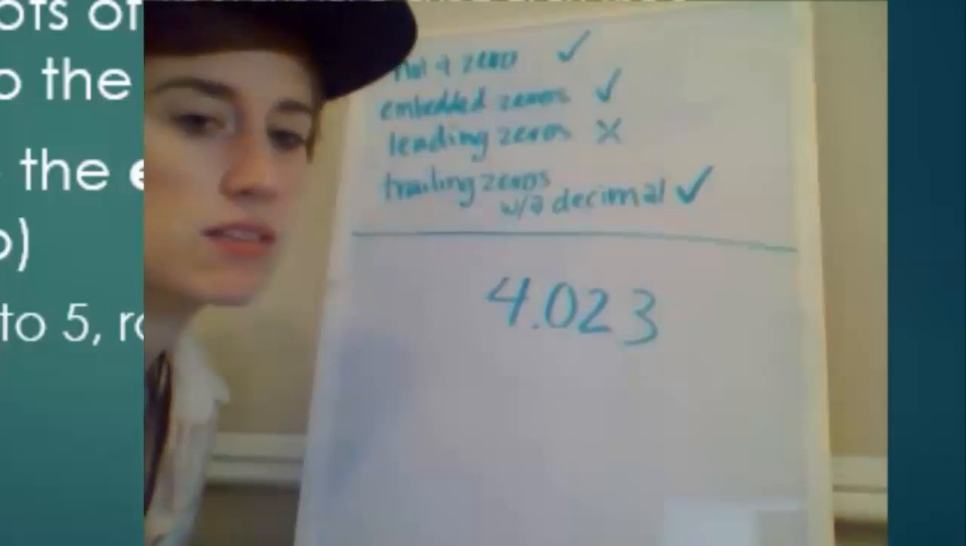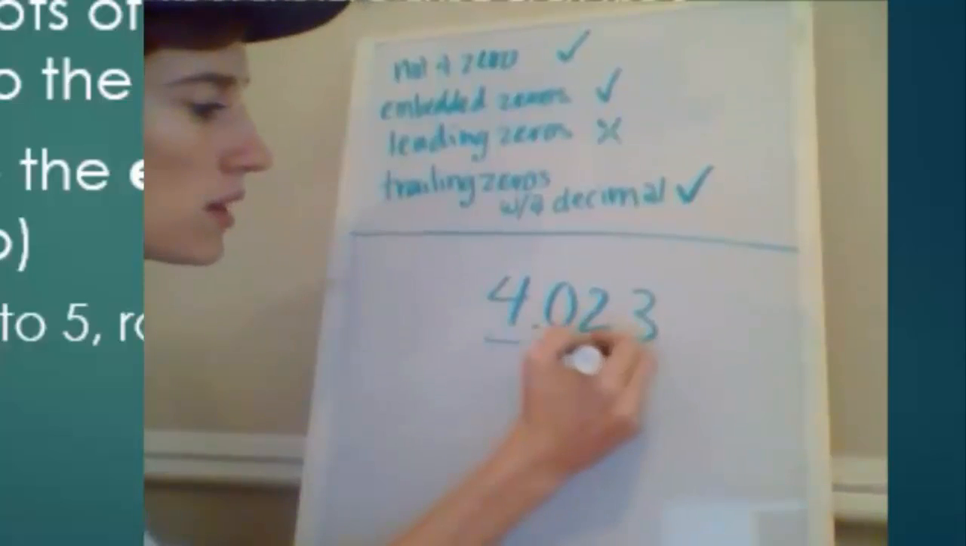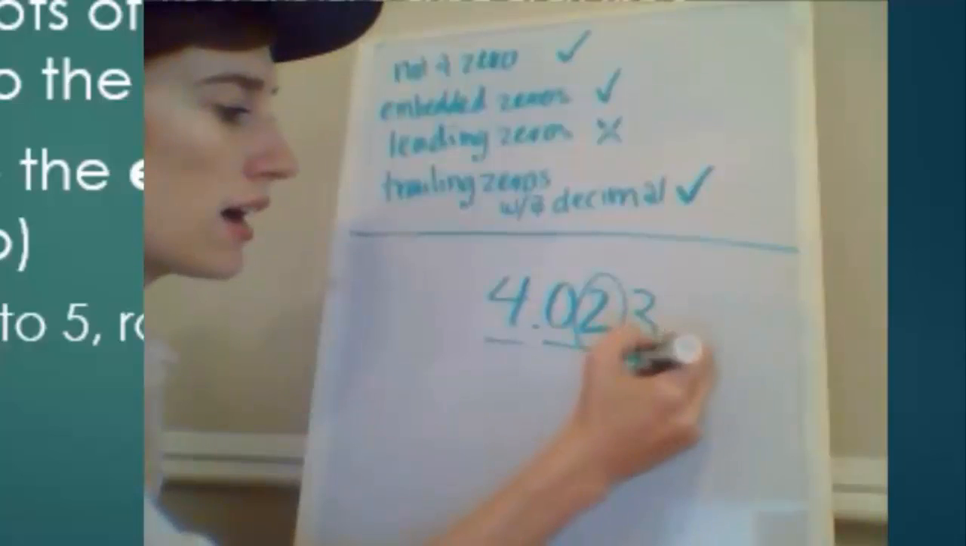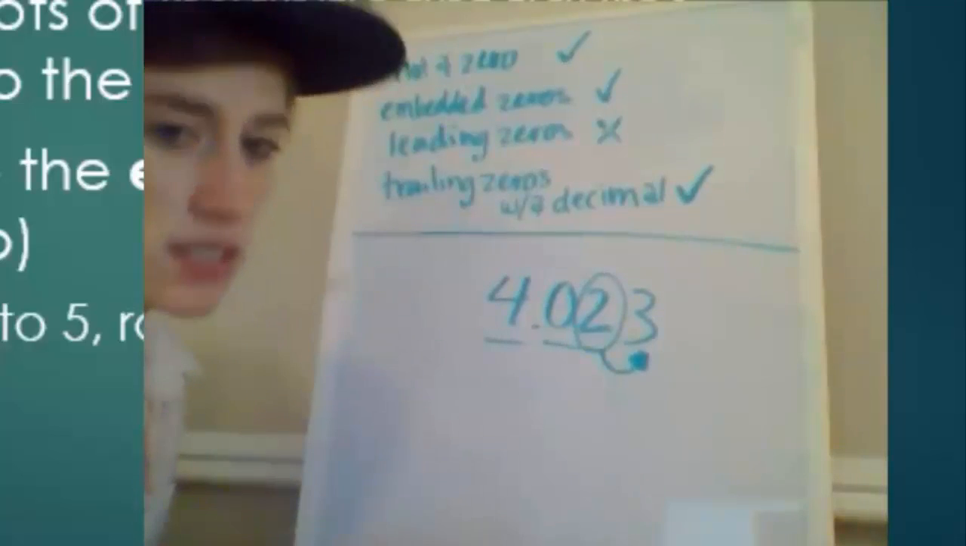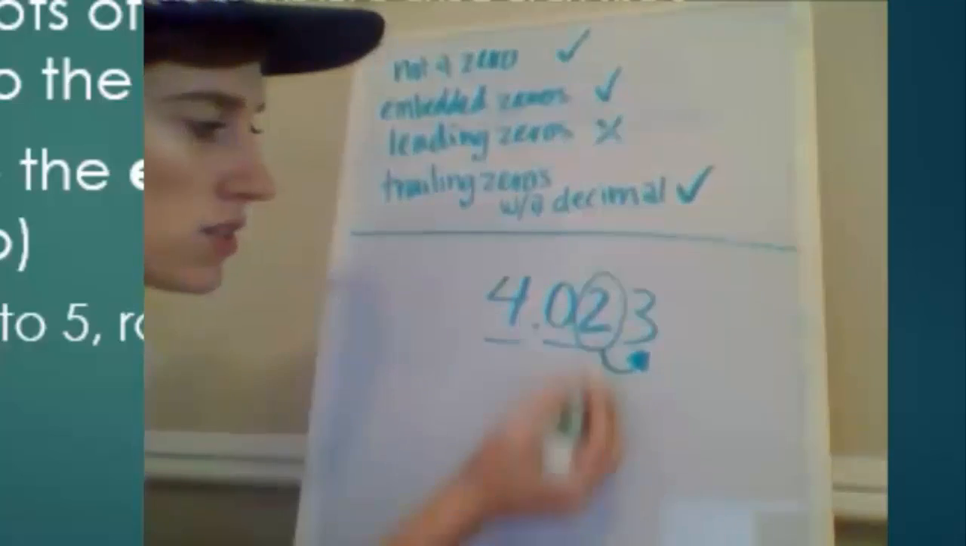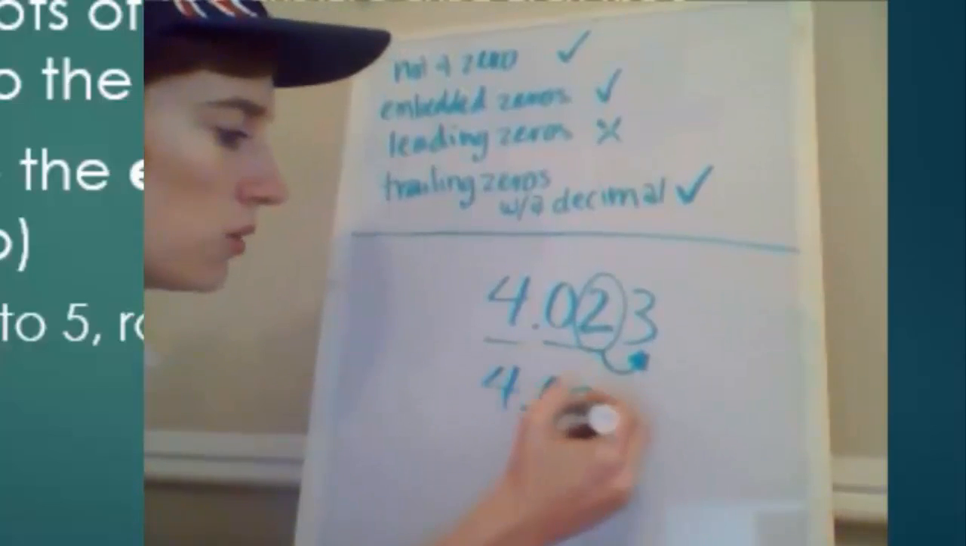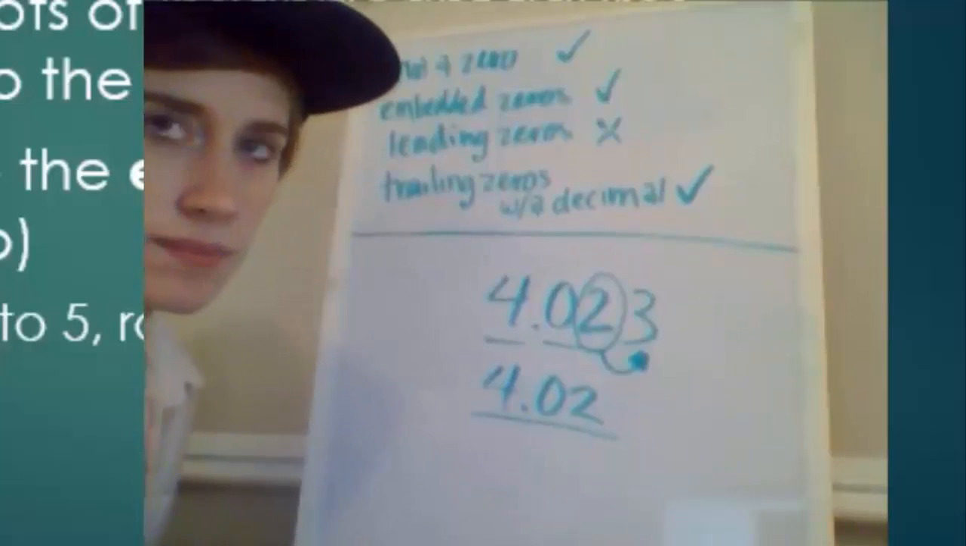I say round to 3 sig figs. 1, 2, 3. That's my last digit I can keep. So I look over at this guy. Is he greater than 5 or less than 5? He's less than 5, so that means I keep this guy the same. I don't do anything different. So it's 4.02. That's my answer.